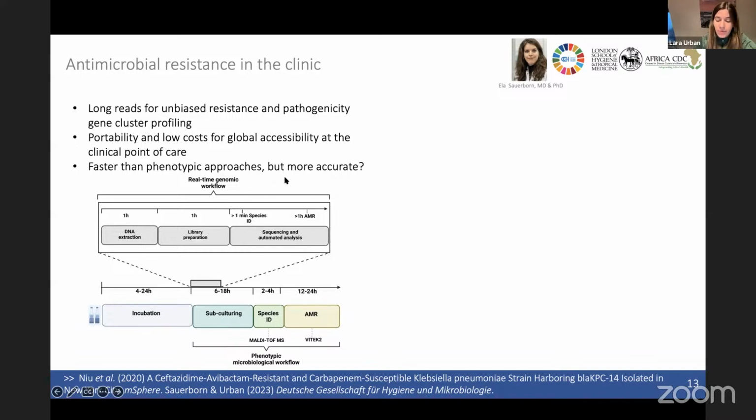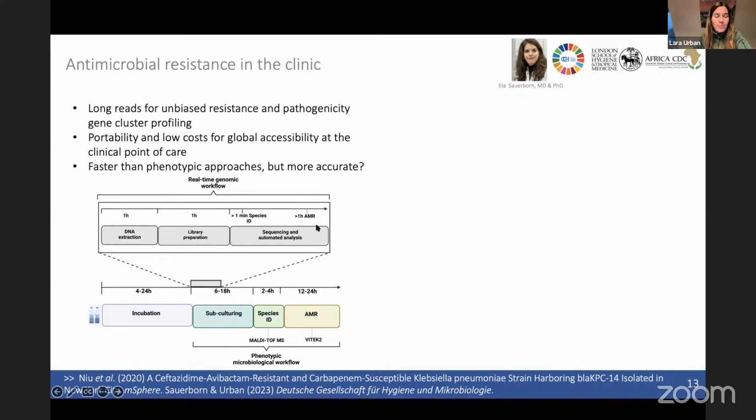But the question obviously remains if a genomics-based approach can be as accurate as a phenotypic approach. Yeah, because obviously genomics approaches will always be predictions. They can't really replace an actual phenotypic test where you are subjecting a bacterium to the antibiotic.